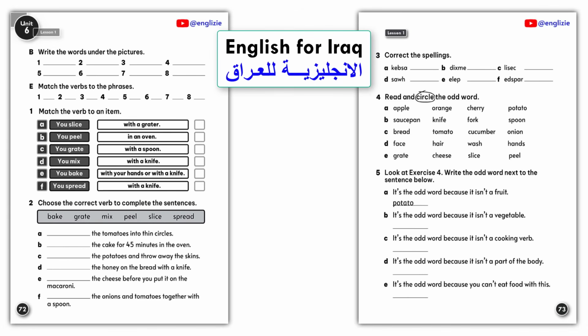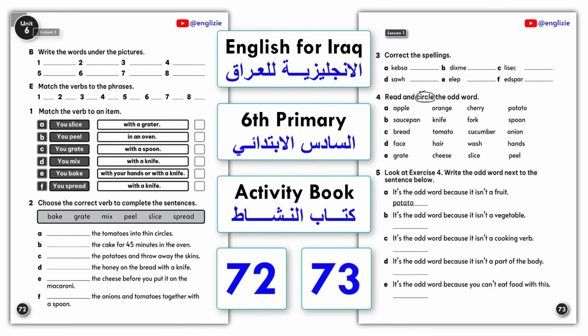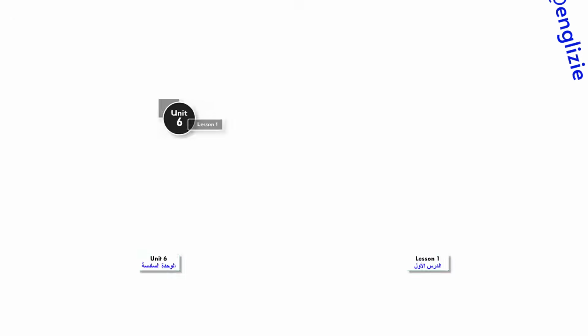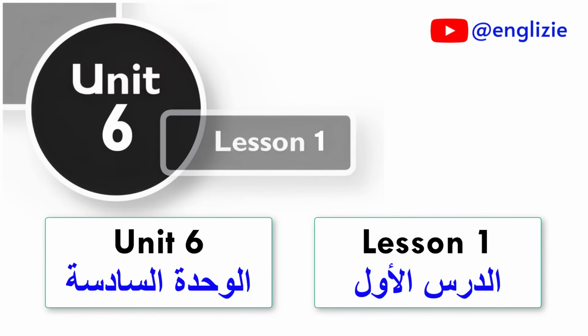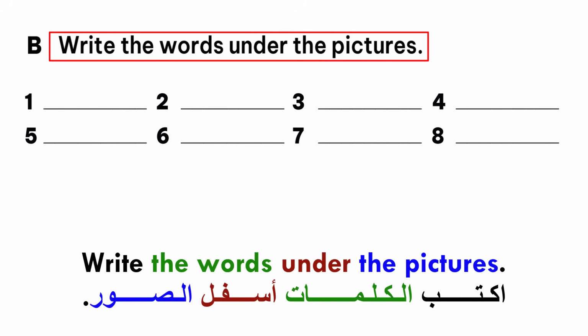English for Iraq, 6th Primary, Activity Book, page 72 and page 73. Unit 6, Lesson 1. Write the words under the pictures.